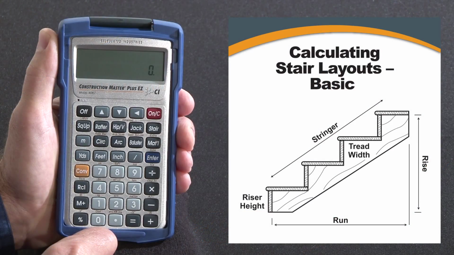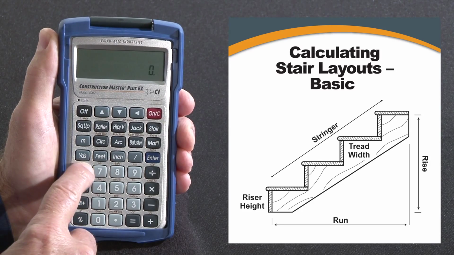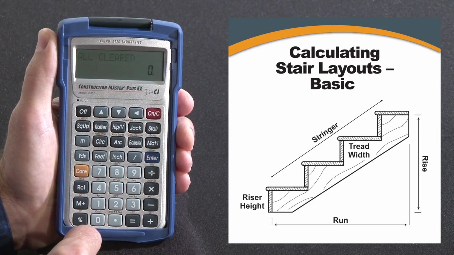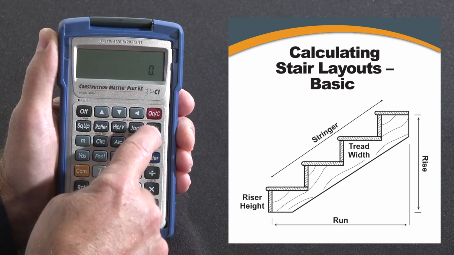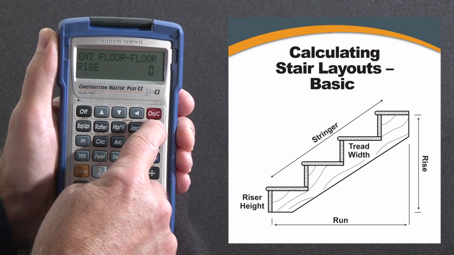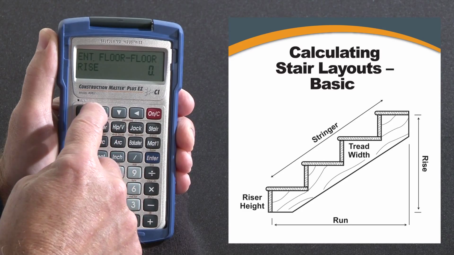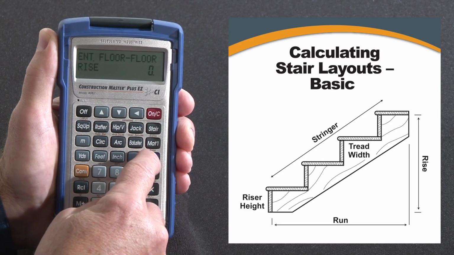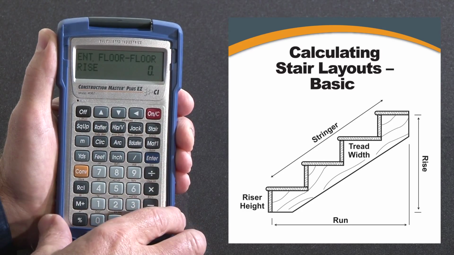Now let me show you how to solve for stair values using the basic stair function. Let me start off by hitting convert times, which clears everything out to a good starting point. Then I simply hit the stair function. And as I mentioned in the introduction, we can go through the stair function by pressing the stair key multiple times, by pressing the up and down arrow keys, or by pressing the enter key. We're going to use the enter key for this example.